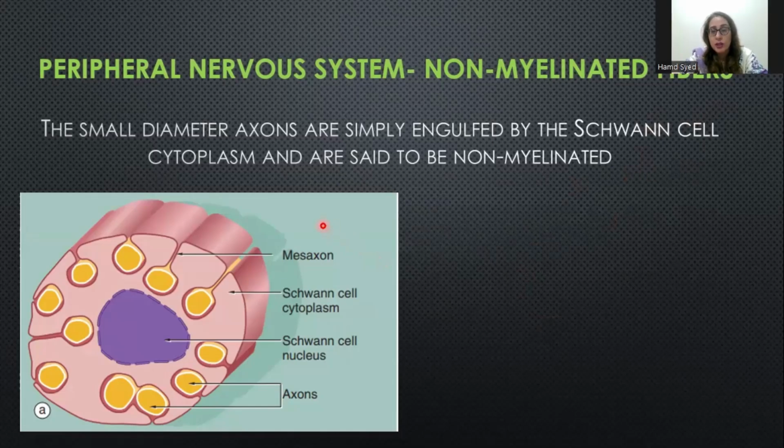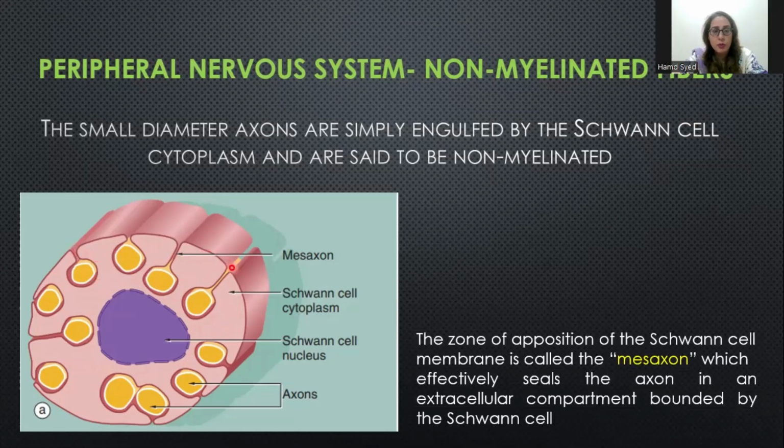So this is an important thing to understand, that these nerve fibers are lying within these clefts, or you could say troughs, which are present within the cytoplasm of this large Schwann cell. So they are said to be engulfed, or you could simply say they are just lying within the cytoplasm of the Schwann cell.